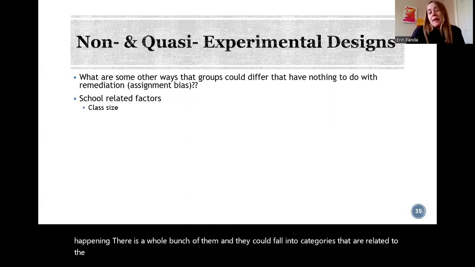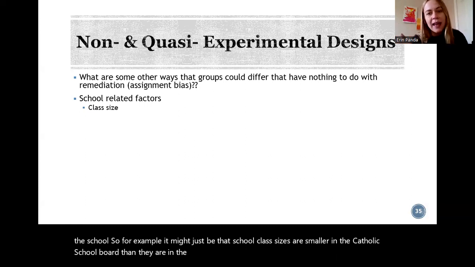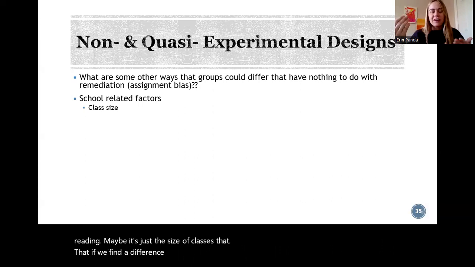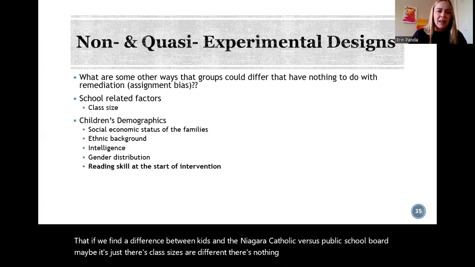So for example, it might just be that school class sizes are smaller in the Catholic school board than they are in the public school board. We know that that is important for children's reading. Maybe it's just the size of classes that if we find a difference between kids in the Niagara Catholic versus public school board, maybe it's just their class sizes are different. It's nothing to do with remediation.